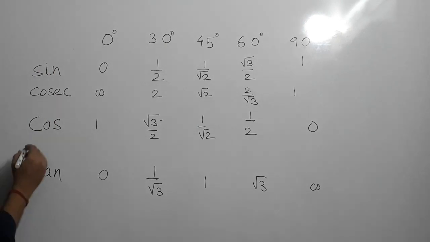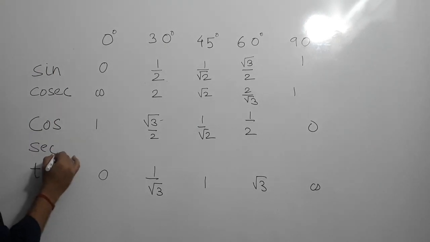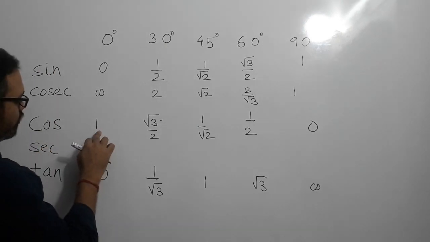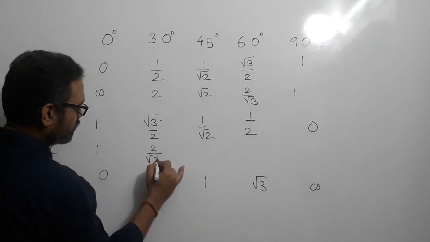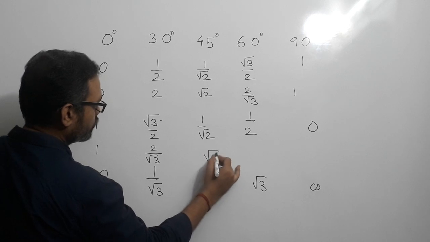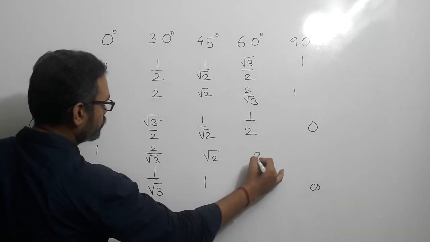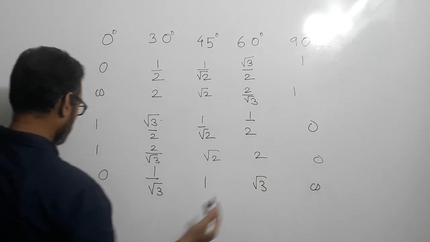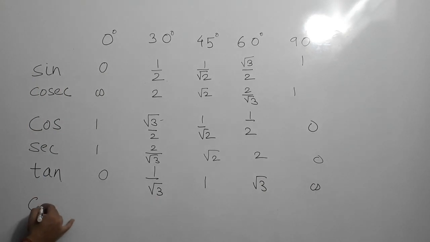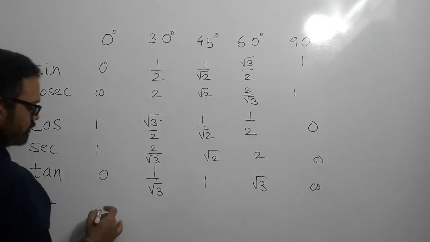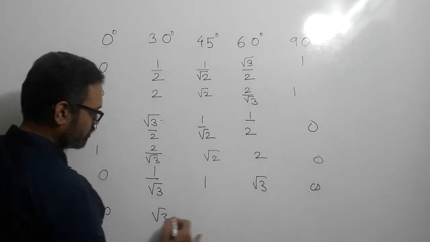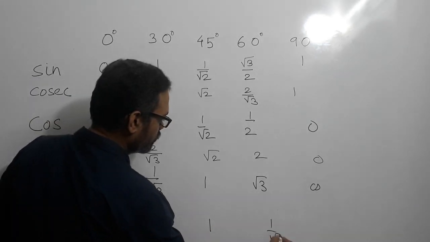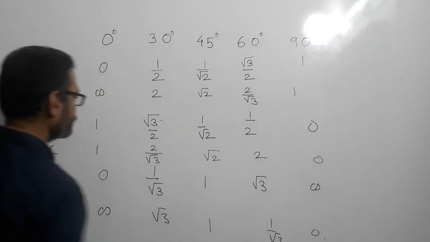In the same way, sec theta. Reciprocal of 1 is 1. Its reciprocal is 2 upon root 3. Its reciprocal is again root 2. Its reciprocal is 2. This is 0. The tan reciprocal is cot theta. So for tan, this is again infinity, this is root 3, this is 1, this is 1 by root 3, and 0.